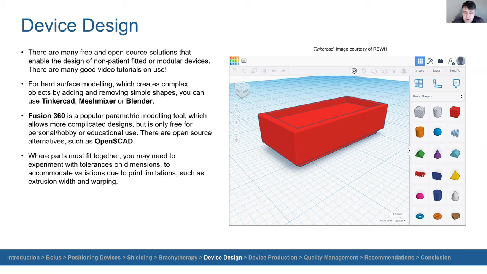Where parts must fit together, I'll just warn you, because that's something that you're often intending to achieve with this sort of software, you probably need to experiment with tolerances on the printed dimensions just to be able to accommodate any variations between, I guess, your design and what gets printed. But you probably don't want to aim at tenths of a millimeter or smaller than that in terms of a tolerance, because otherwise you might need to then sand things down or do a lot of post-processing. And it's not just, I guess, a limitation in things like extrusion width. There are also just uncertainties associated with printing, sometimes warping, for example, as the print cools down.